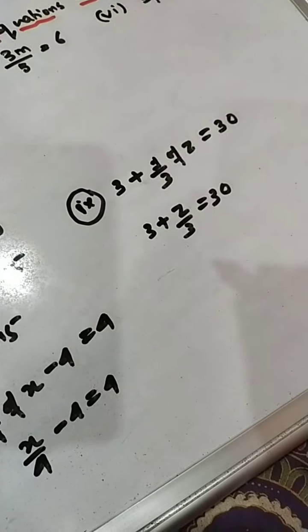Now let's move on to sum number 5. It is 3m by 5 is equal to 6. So what can you write? When 3 times of m is divided by 5, it gives 6. So there are many ways that you can write this equation.